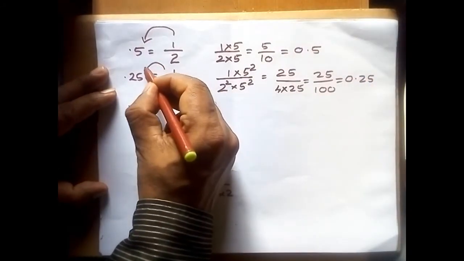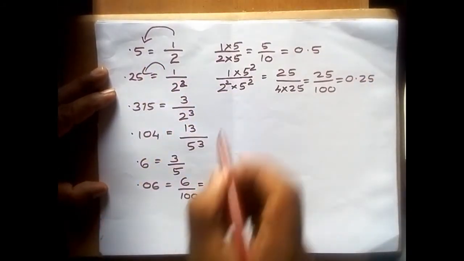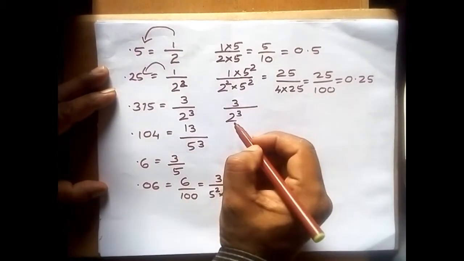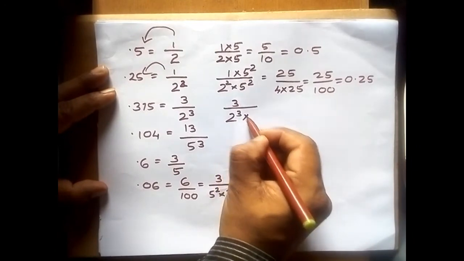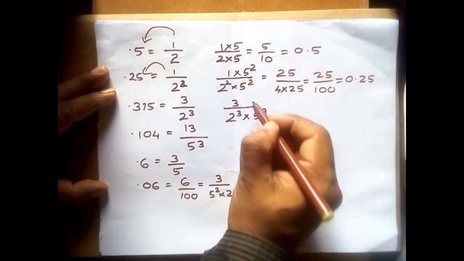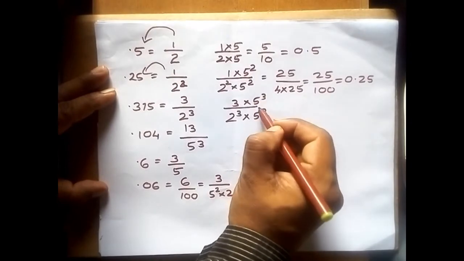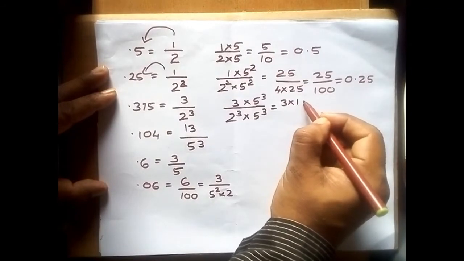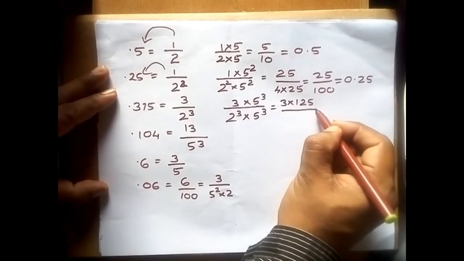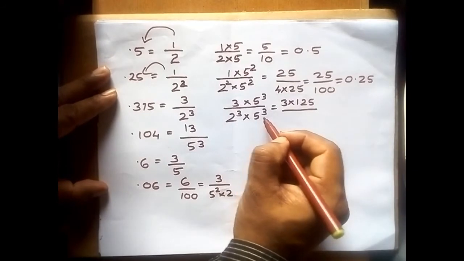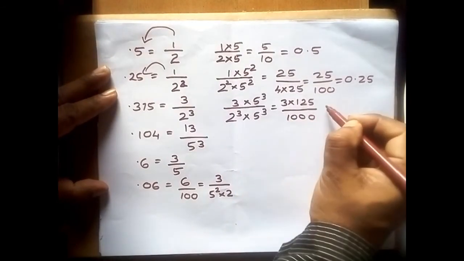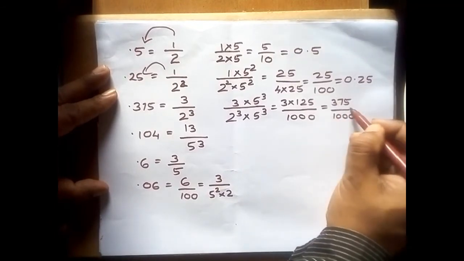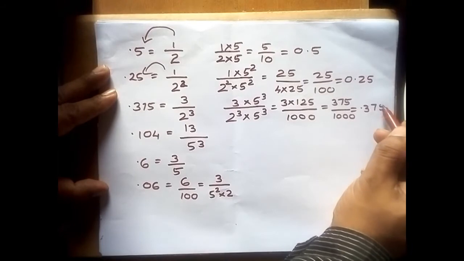Again, reverse. What about this fellow? 3 divided by 2 cube. Yes, here there are 3 2's, so I have to multiply with 3 5's. So 5 cube in the numerator and denominator. So 3 into 5 cube is equal to 375, 2 cube is equal to 8, 8 into 125 is equal to 1000. That is 375 divided by 1000 is equal to 0.375. Good.